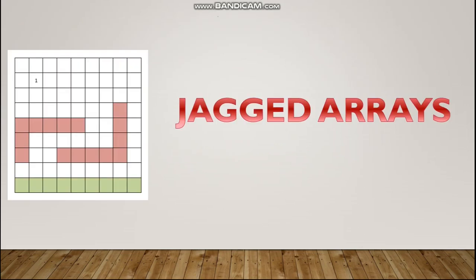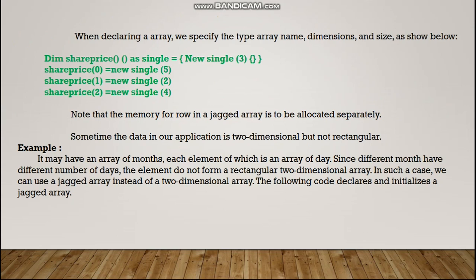The last one is jagged arrays. When declaring one, we specify the type, array name, dimension, and then size. Dim sharePrice As Single() with 3 elements: the first value goes in the first bracket, and the second is a dynamic empty set. So we can insert the values during execution.